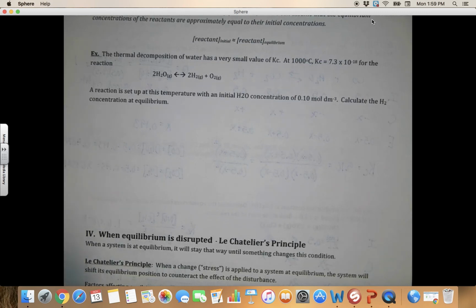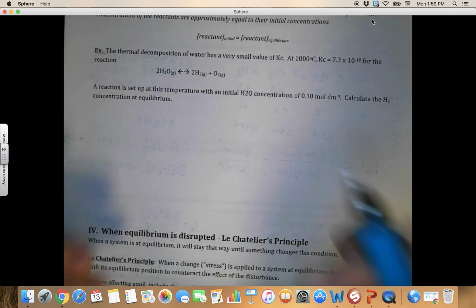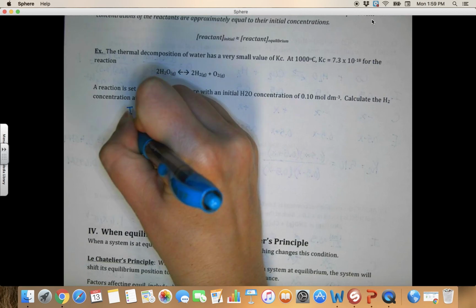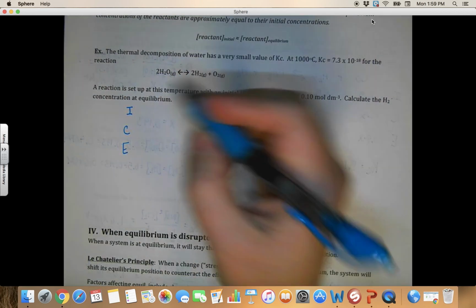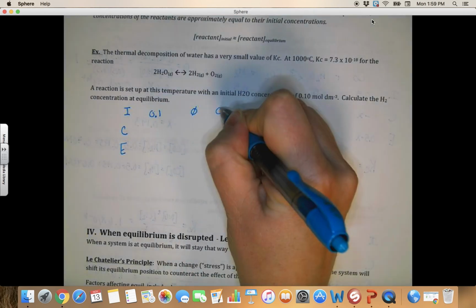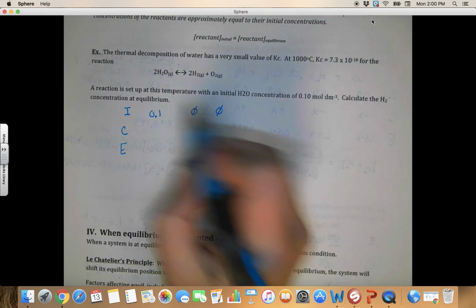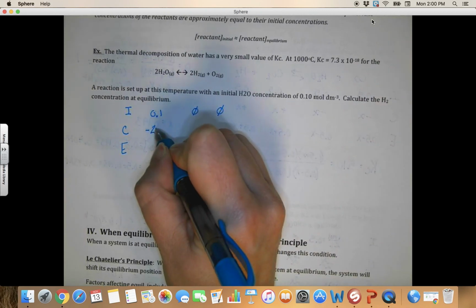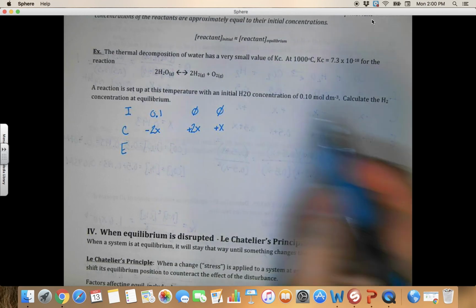It's 7.3 times 10 to the negative 18. So if the initial water concentration is 0.1 molar, calculate the hydrogen concentration at equilibrium. So again, we'll do our ICE thing. Rather than rewriting the equation, I'm just going to do this. So I know that water is 0.1, and they don't say it, so we can assume that these other guys are 0. That means we're going to lose some water. Notice the coefficient 2, so minus 2x, plus 2x, and just plus x for oxygen.